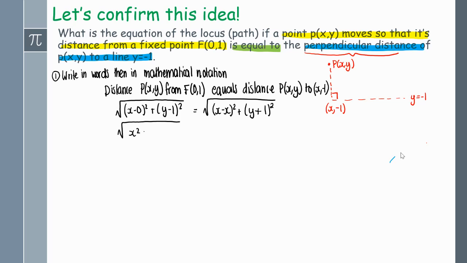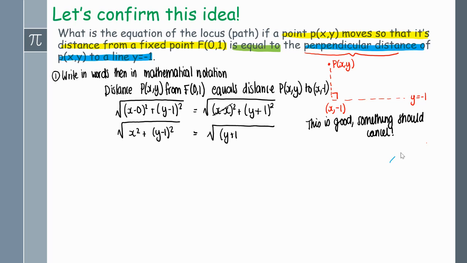I'm going to simplify this, and notice here that my two x's on the right-hand side will cancel out. And this is something good when you're doing the locus that forms a parabola. Every time you do a locus of a parabola, something, either two x's or two y's, should cancel out under the square roots. Once they're gone, I'm just left with (y + 1) all squared.